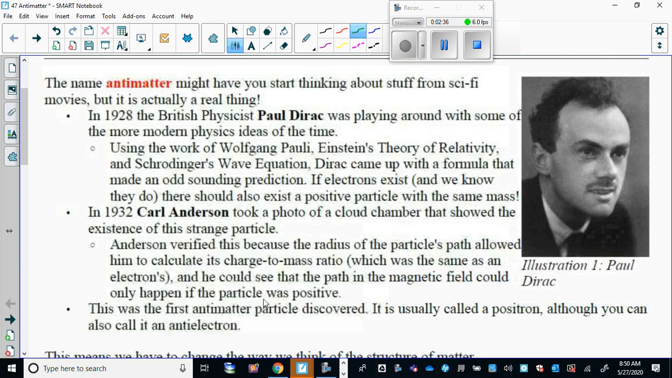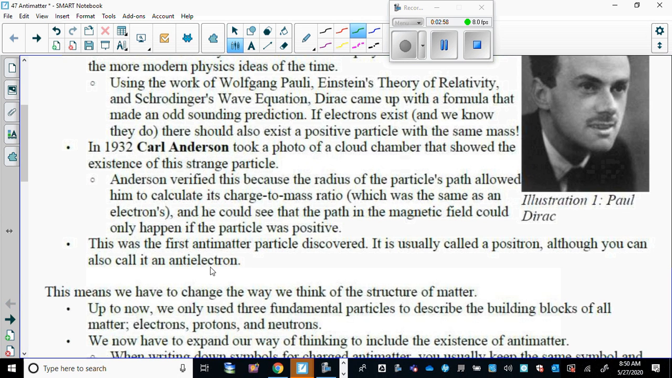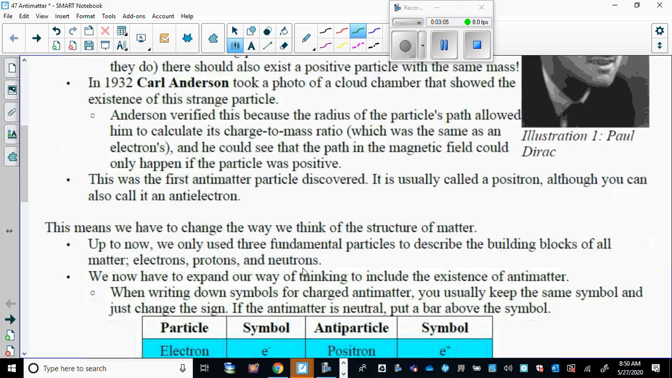Okay, so what's antimatter? Antimatter is very simply, you've watched the video, so you know what antimatter is. For every particle, there has to be an antiparticle, or we theorize there must be an antiparticle. So for an electron, there's an anti-electron. For a proton, there's an antiproton. For a neutron, there's an anti-neutron. And the antis just basically have the opposite characteristics. So it says the first antimatter particle discovered was a positron, or you can call it an anti-electron.